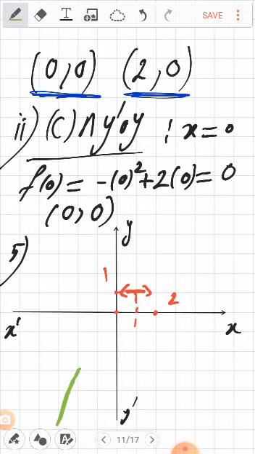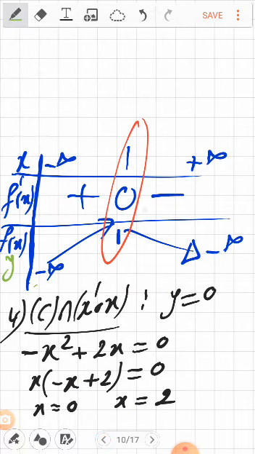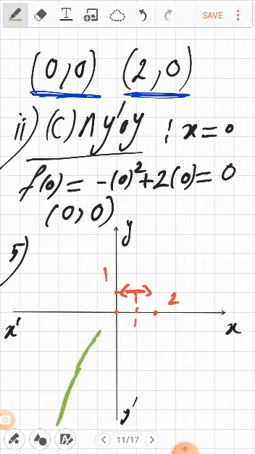It increases, the curve increases to the point 1, 1. Increases to the point 1, 1. Passes by the origin.